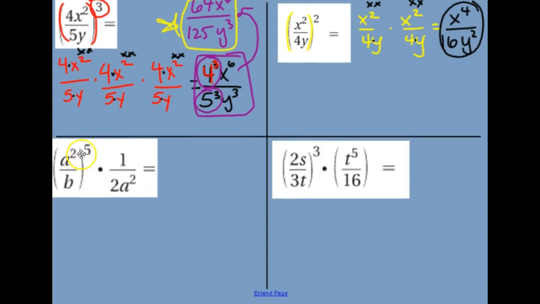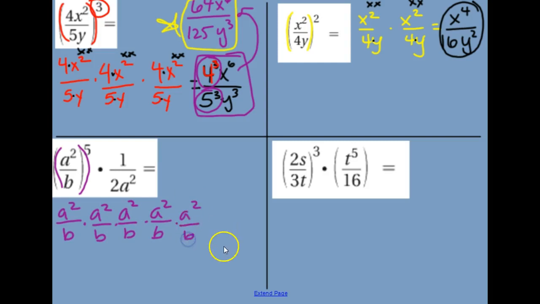Next, this part's in parentheses, so we need to write this part out 5 times, and this is just 1 time. Just write it like it is. So we have a squared over b 5 times, a squared over b, a squared over b, a squared over b, one more, a squared over b. And then we have this other little piece here, times 1 over 2a squared.